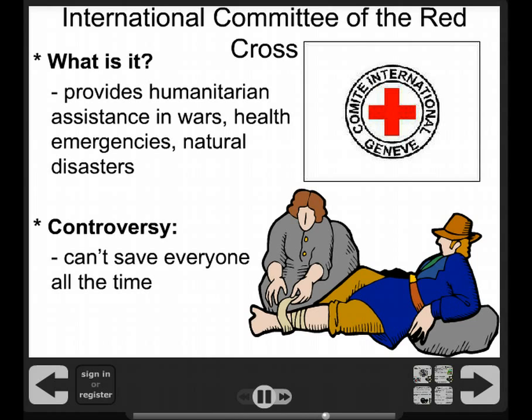Each one of these organizations is important because they have pros and cons. The controversy on the Red Cross is it can't save everyone all the time.